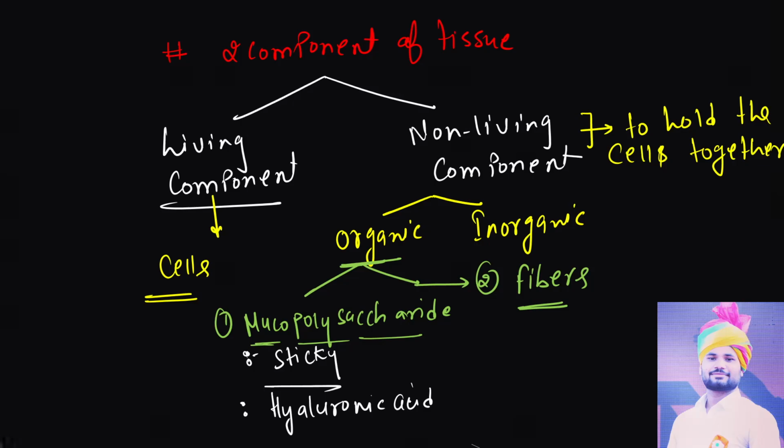So hyaluronic acid is one of the most abundant mucopolysaccharides within the body. So what is its function? It helps to hold the cells together. So that is one. What about fibers? We are going to have three types of fibers. Basically, we are going to have collagen, we'll talk about them separately. We are going to have elastin, and we are going to have reticular fiber or reticulum.